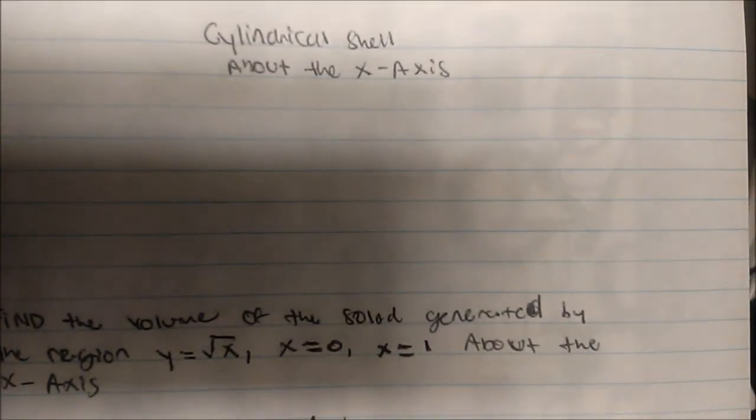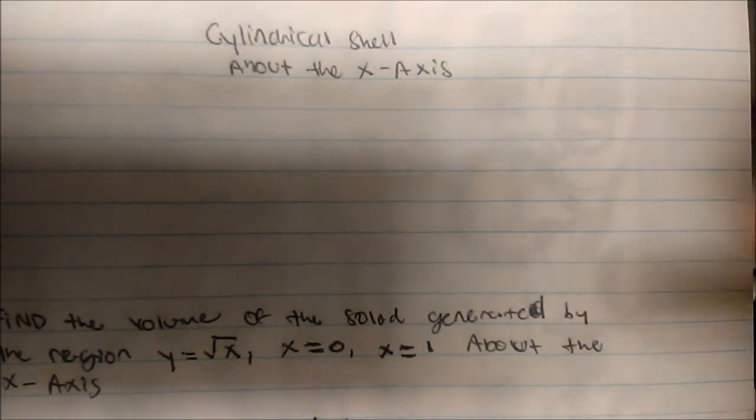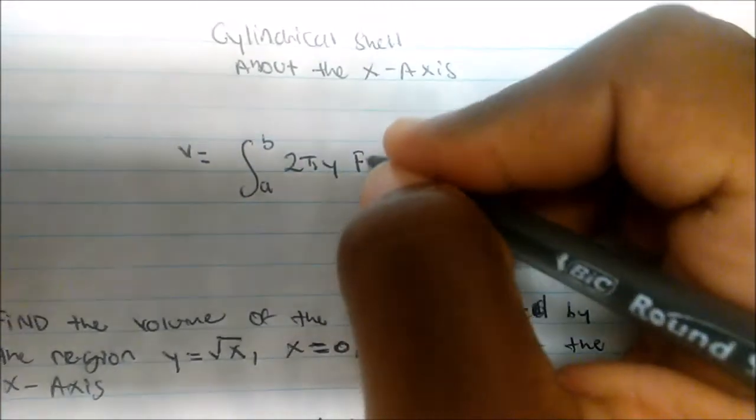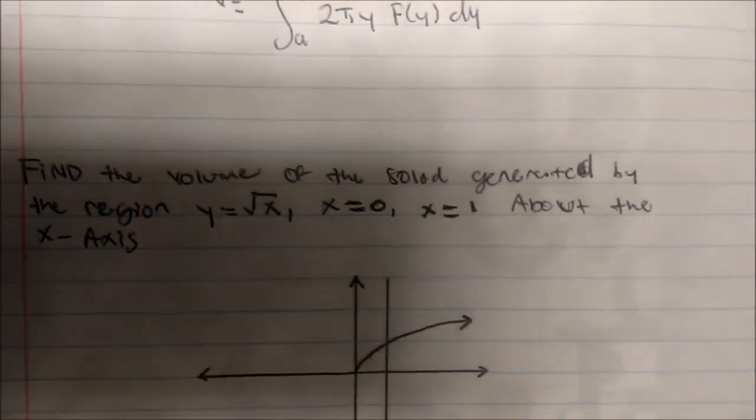So in this video, we're going to talk about cylindrical shells about the y-axis, okay? And so we know that the volume with respect to y is given from a to b of 2 pi y times f of y dy. Okay, so that's the general formula. And so I have this problem here.